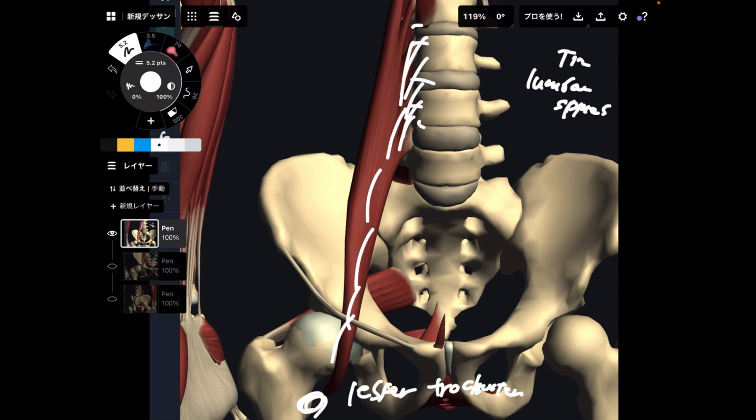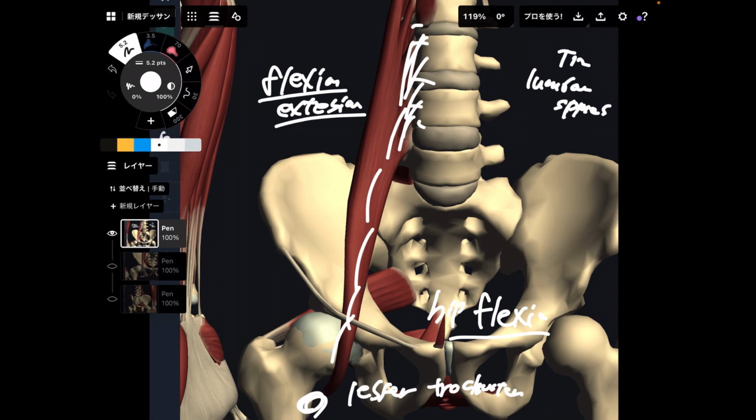And function is hip flexion. This is general function: hip flexion and lumbar movement. I believe it can do both flexion and extension. Flexion, extension depends on angle of lumbar spines. Hip flexion, trunk flexion, and trunk extension. This is a quick review of psoas anatomy.